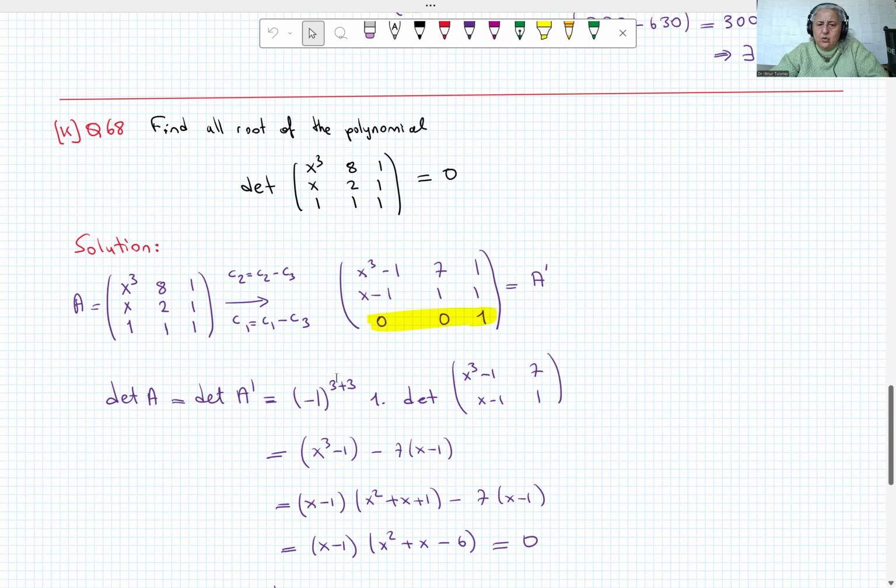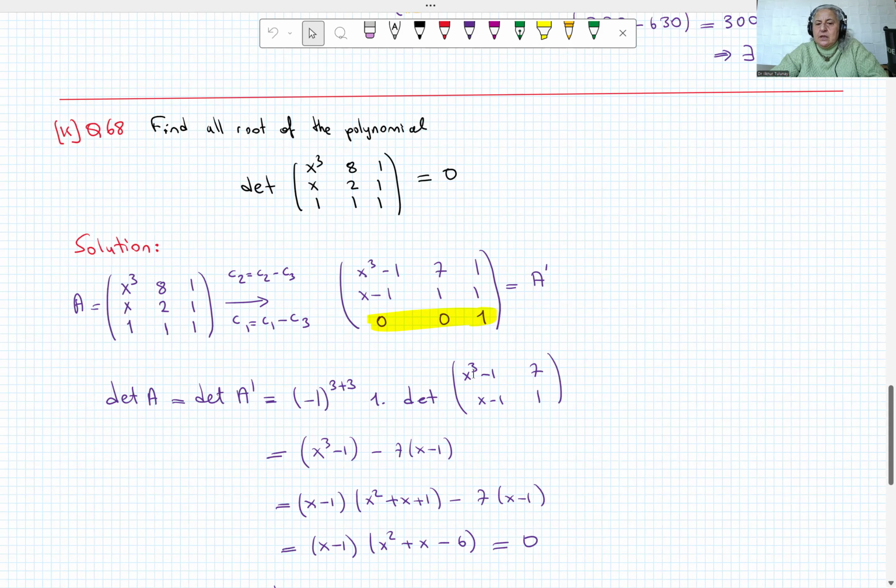This is why I have minus 1 to the power of 3 plus 3, the position numbers: third row, third column. And the element here is 1. We remove this row and this column, and the minor that is left is a 2 by 2 matrix. That is this one, the minor A prime 3, 3, right? This is minor A prime 3, 3.